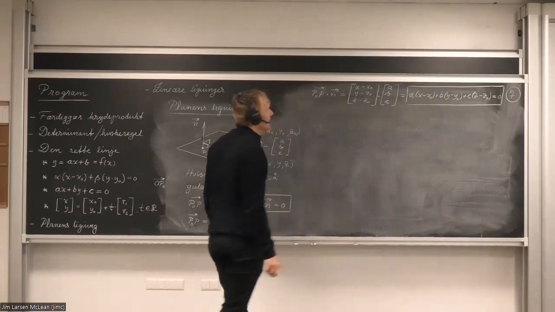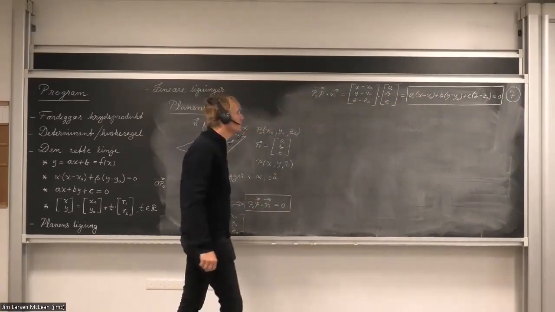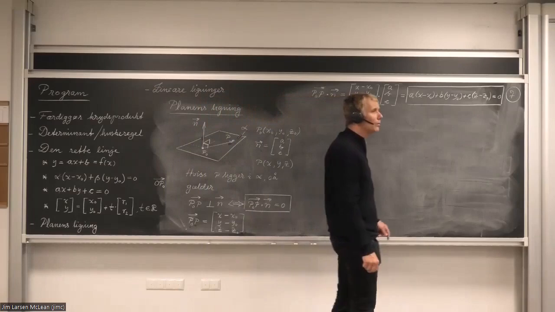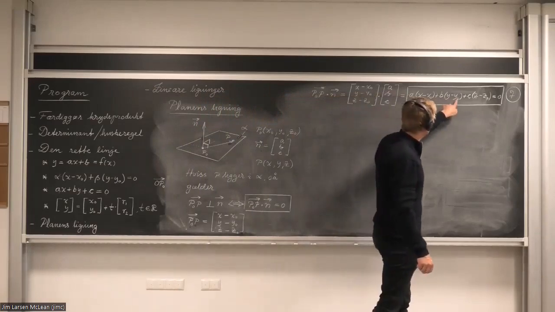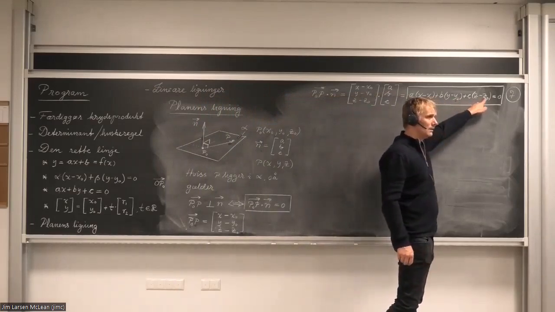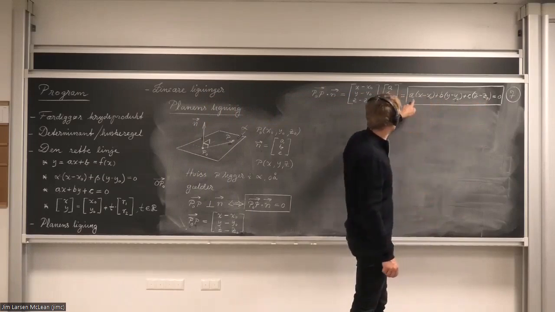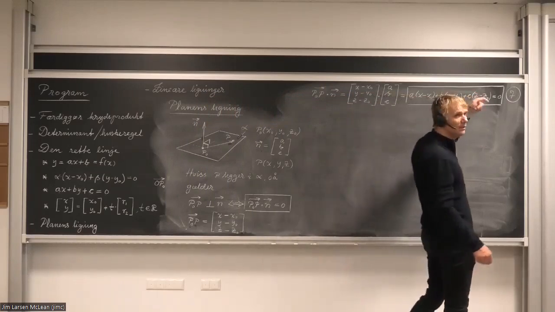And which plane is this the equation for? That is the equation for the unique plane that passes through the point in space with coordinates x0, y0, z0, and which has a known normal vector with the coordinates A, B, C. That is it.